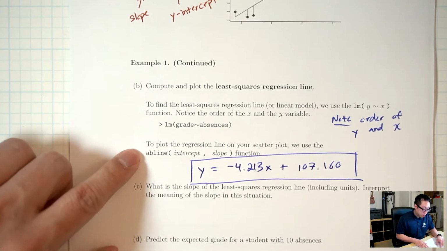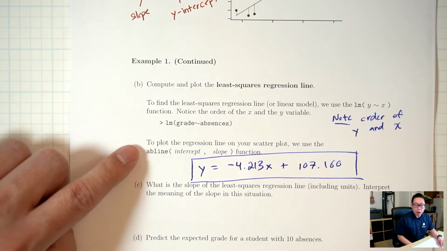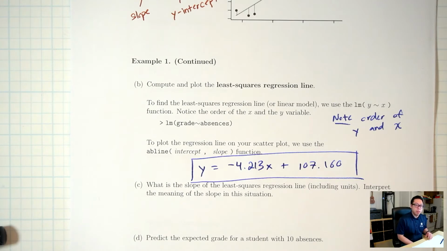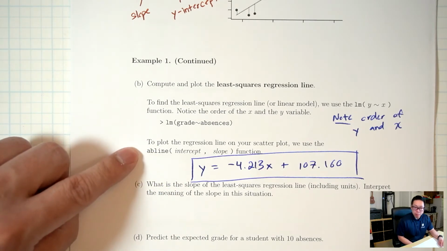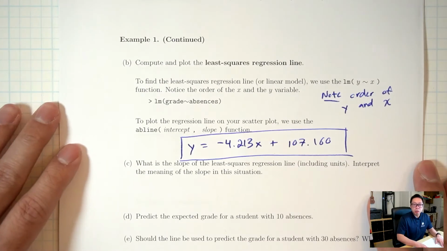Okay, the next thing it says here, the abline command, that's going to be optional. I say it's optional because it works on regular R and it works on RStudio Cloud, but it doesn't work on the online R console. So if you're using the online R console, don't worry about the abline. What this does is it actually plots the line. Let me actually show you what it looks like.